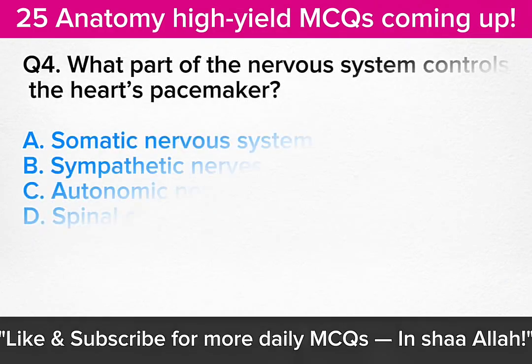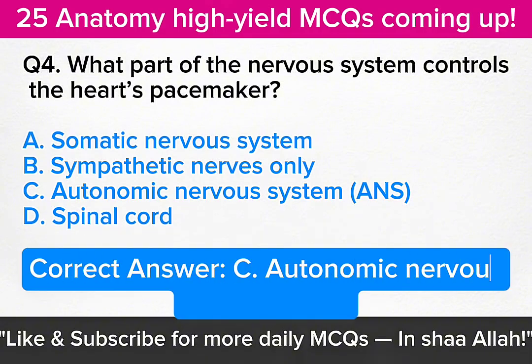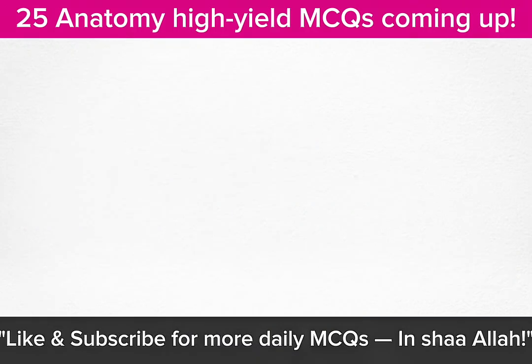Q4. What part of the nervous system controls the heart's pacemaker? A. Somatic nervous system. B. Sympathetic nerves only. C. Autonomic nervous system, ANS. D. Spinal cord. Correct answer: C. Autonomic nervous system, ANS.